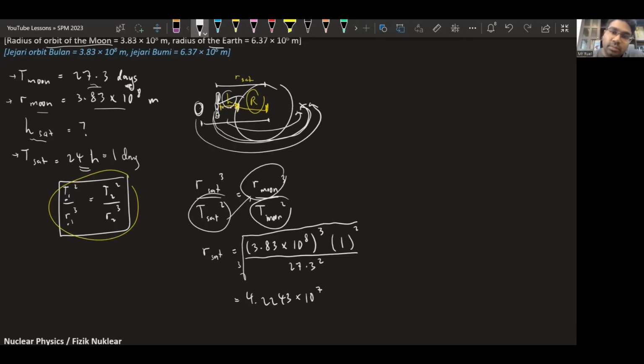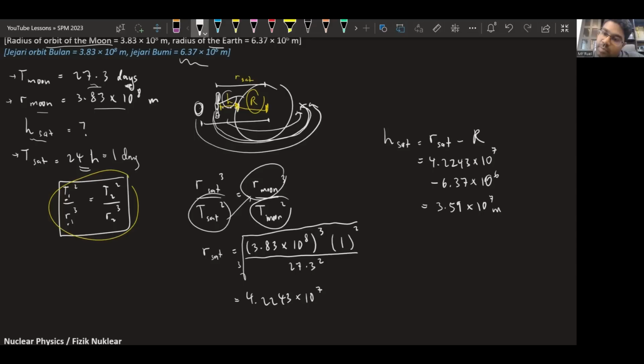So therefore, the height of the satellite is the radius of the satellite minus the radius of the Earth. And so we just put in the value of 4.2243 times 10 to the power 7. And then we need to subtract this radius value that is given to you, 6.37 times 10 to the power 6. You don't have to memorize the radius of the Earth. This constant is given to you. Okay, so now we will get our answer of 3.59 times 10 to the power 7 meters.